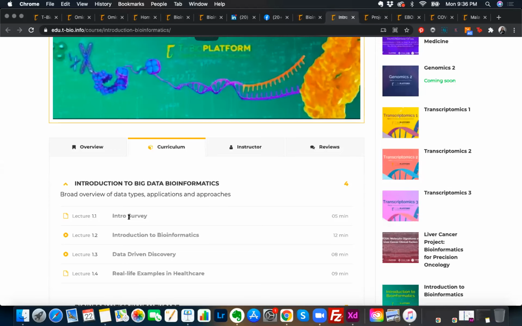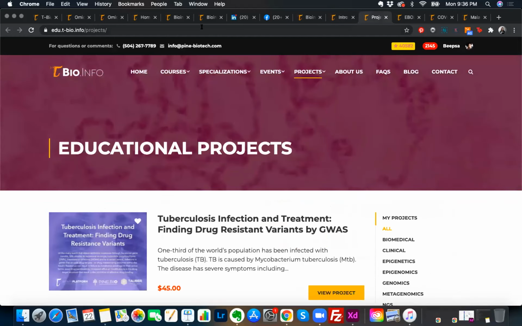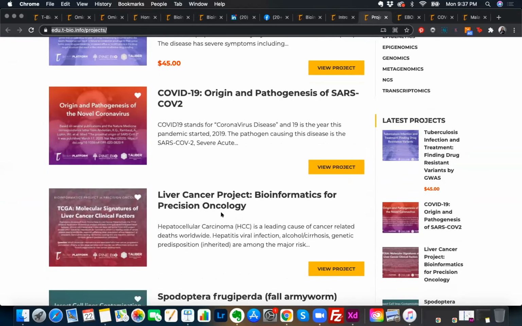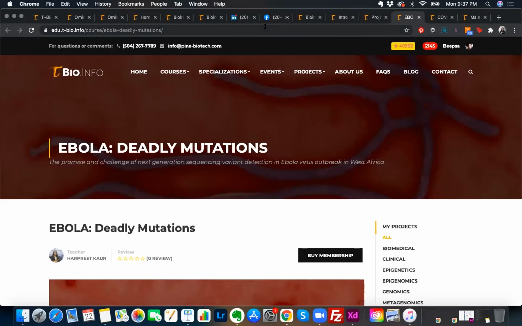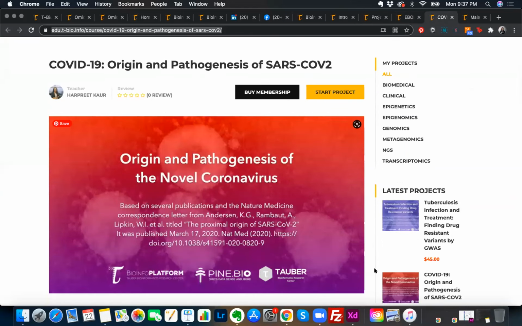So the next step is to find the project. If you click on this column in the projects, it will open up to this tab. These are the projects that Dr. Harpreet has been showing you. So let us see the projects which are there. We discussed tuberculosis, COVID-19, the Ebola project, and here are the direct links. Some of these projects, like the COVID-19 project, are free and available for everyone to start taking.